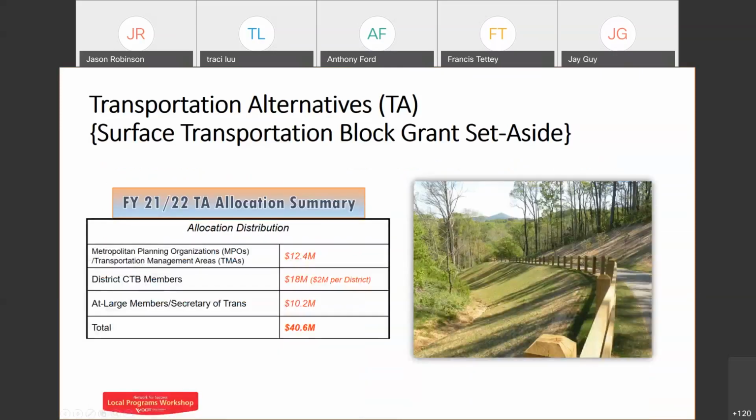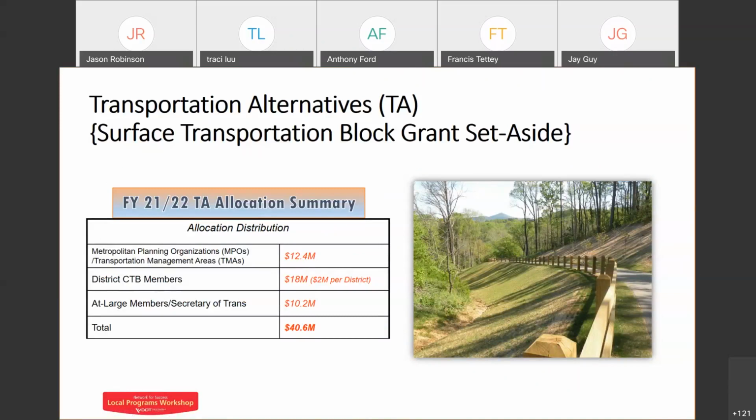All right, so what type of money are we talking about is available in the TA program? In fiscal year 21 and 22, the one that we just took applications for recently, you'll see there's a total of $40.6 million available. And again, that's a 2-year cycle now. We went to the 2-year cycle, I guess, a couple years ago. And so you'll see the breakdown of what's available to the various parties.